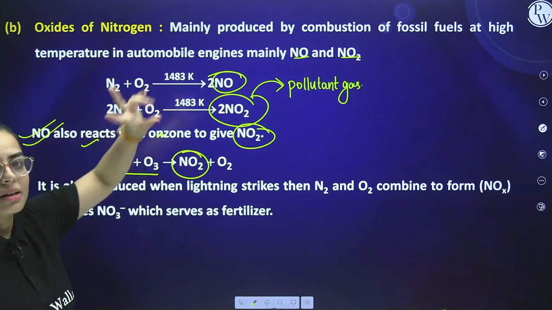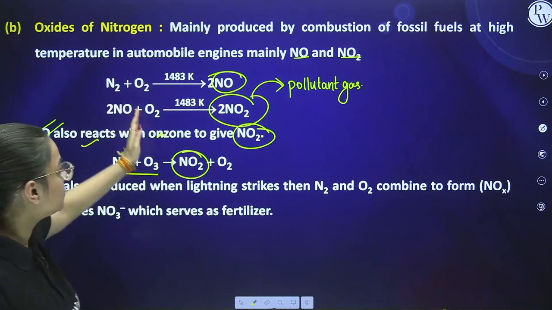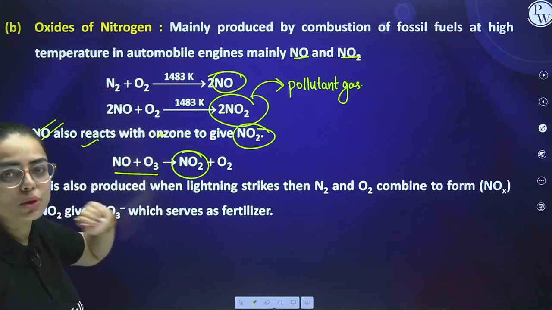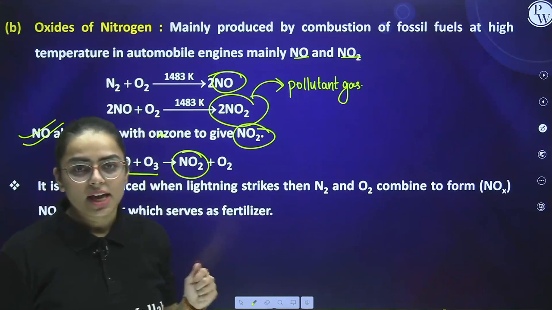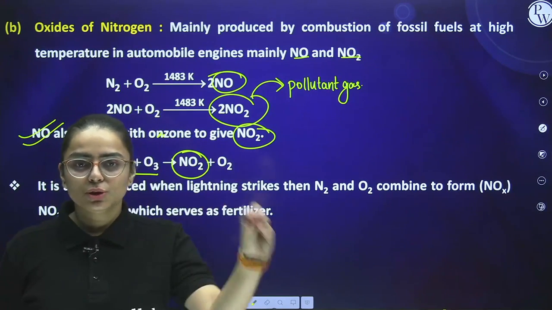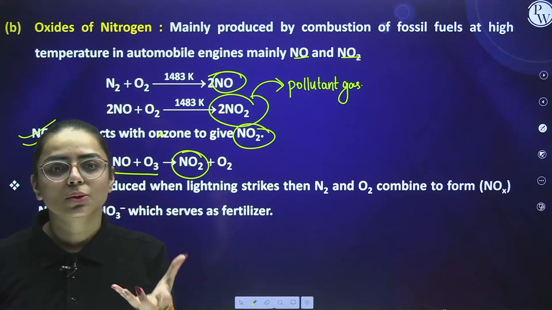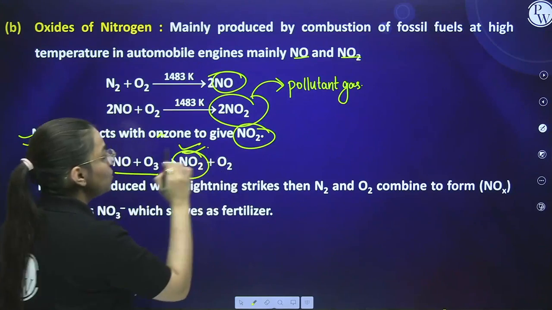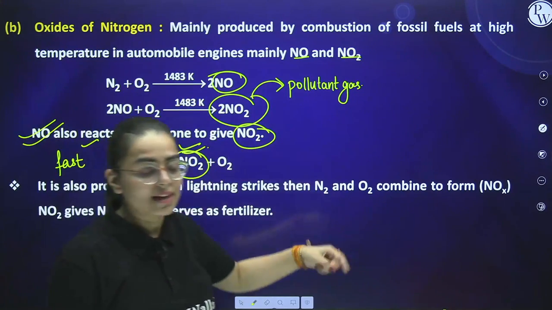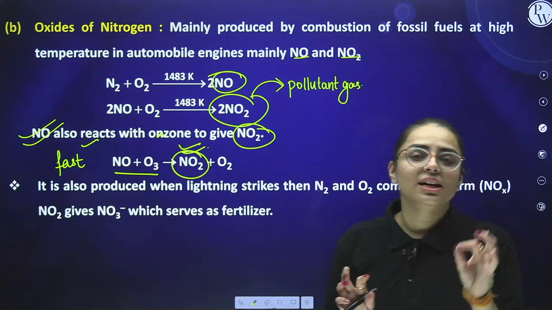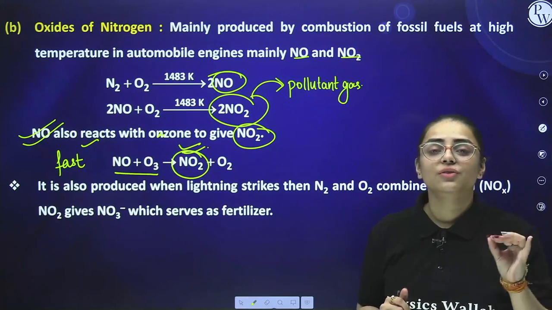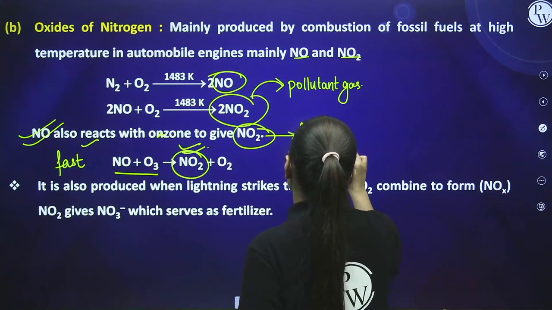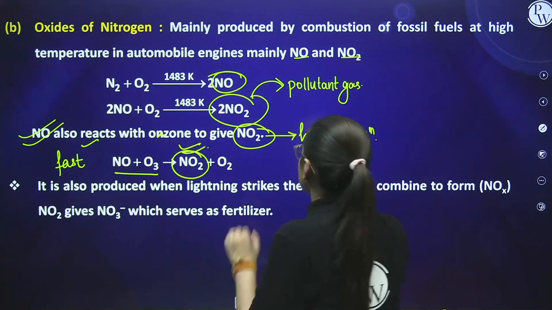see what is happening. N2 is combining with O2 to form NO. Then NO on reaction with O2 at a particular temperature forms NO2. But when NO reacts with O3 instead of O2, it also forms NO2. See, NO2 is produced both ways, with O2 and with O3. But with O3 this reaction is quite fast, and when it is fast, more NO2 is produced. As I told you, it is a pollutant gas. If NO2 is produced in more amount, then it is very, very harmful, and it occurs very fast.